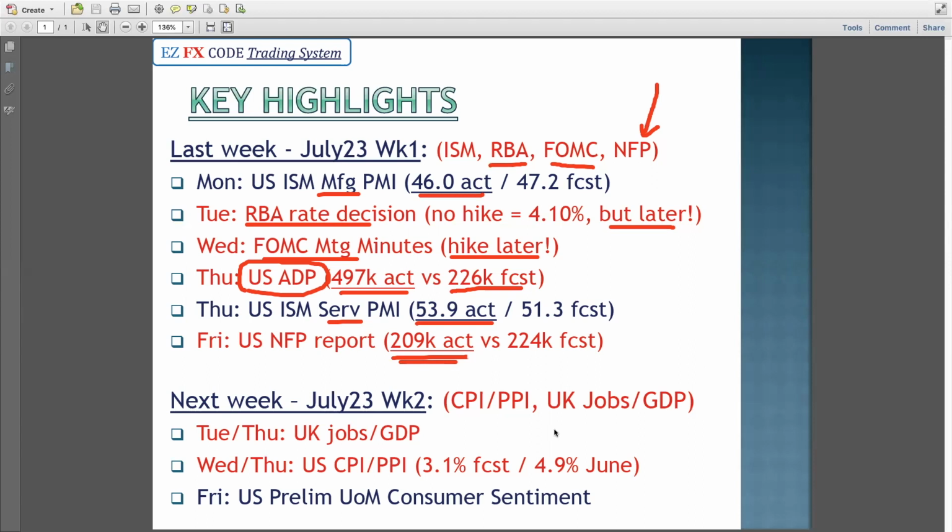Now, moving ahead to this coming week, we have CPI and PPI data from the US. And the CPI forecast is dipping lower, projecting an even lower year-on-year figure. The last figure, in June, was 4.0%. Sorry, it was a typo here, it's 4.0%.